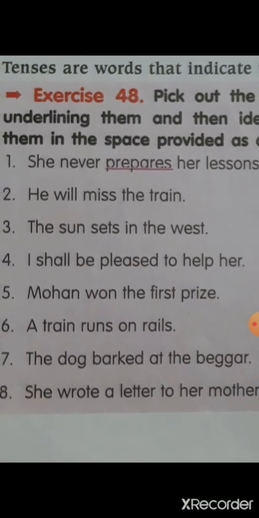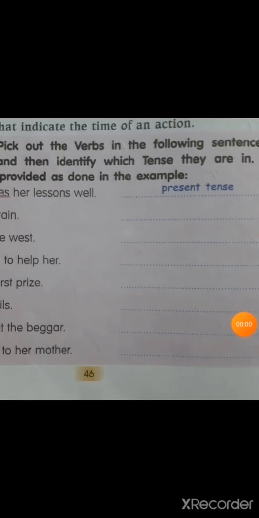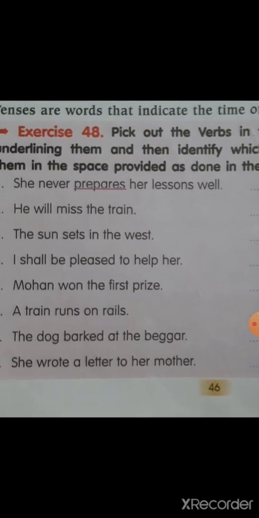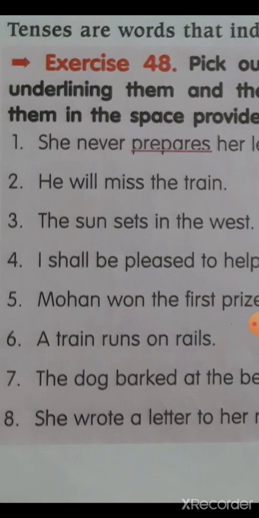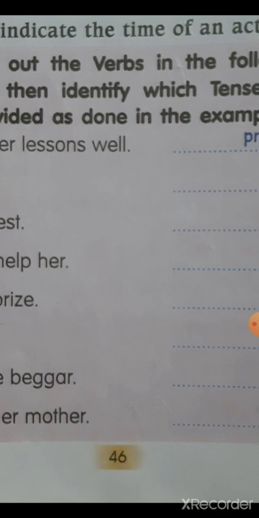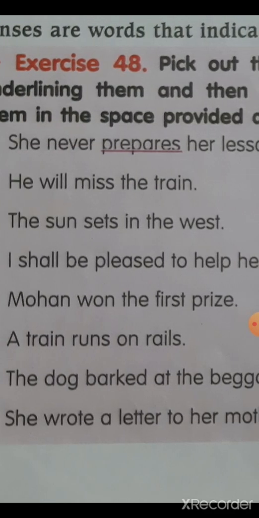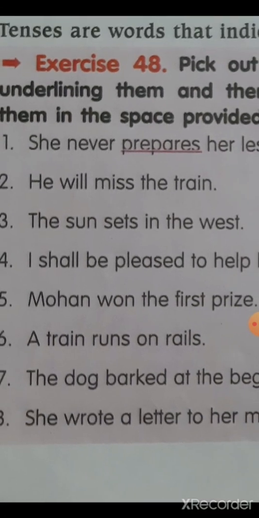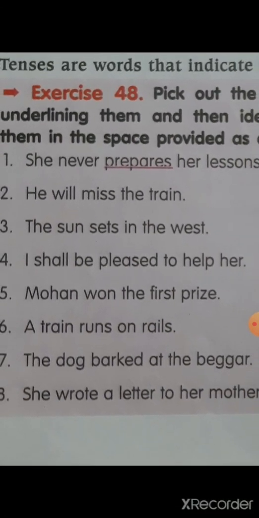The next one, I shall be. So, the next statement is Mohan won the first prize. See, there is difference in W-O-N, won. It is not W-I-N, win. It is won, means the statement is in past tense. A train runs on rail. Runs. The action is runs. And there is an S also, means the statement is in present tense.